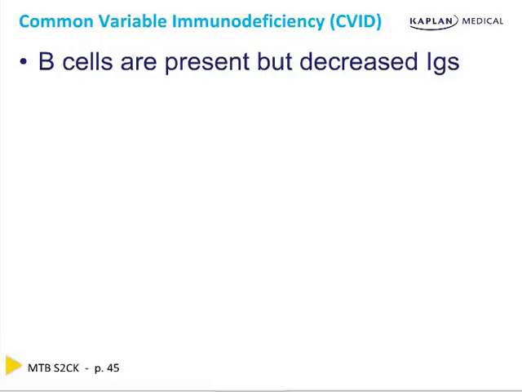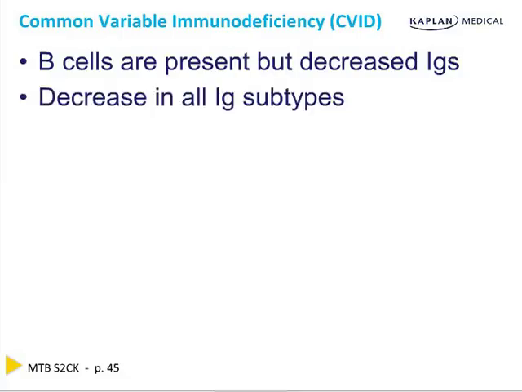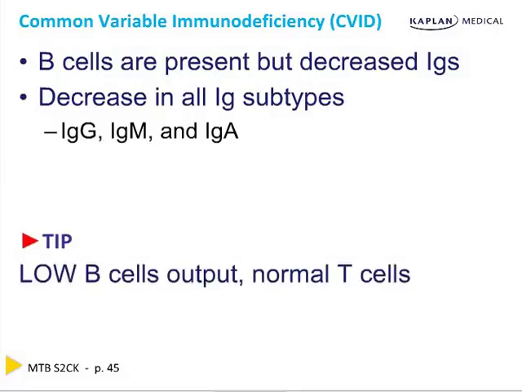The first one we're going to discuss is called common variable immunodeficiency. In this syndrome, B cells are present, but they have a decreased output of Igs, meaning the immunoglobulins. There is a global decrease in all subtypes. This includes IgG, IgM, and IgA. So remember, when you're questioned about common variable immunodeficiency, you're going to have low B cell output, but normal T cells. So remember, the immunoglobulins are low, the T cells are normal, even the number of B cells is normal. They just have the lowest output of immunoglobulin.